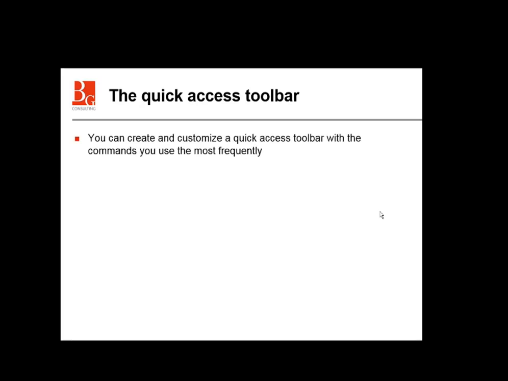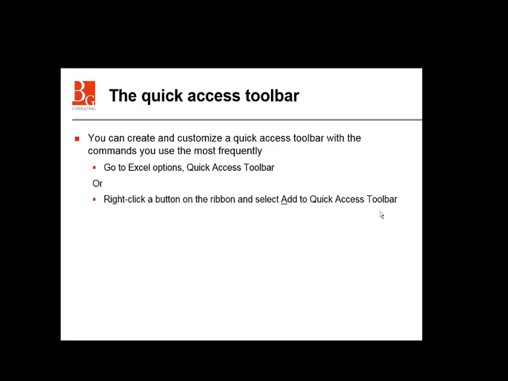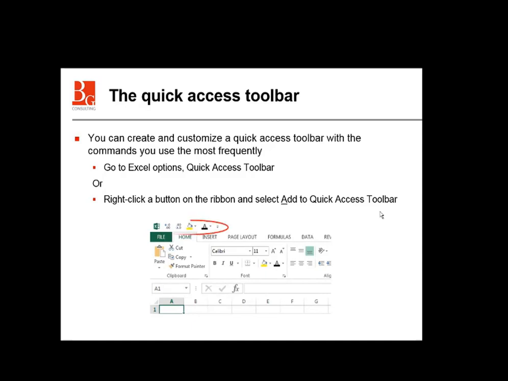You may have noticed at the top of my Excel screen I had a Quick Access toolbar. This is a small customizable toolbar where you can put all of your favorite commands. To make changes to it, there are two ways of doing it. You can go via Excel options, Quick Access toolbar, or directly on the ribbon, you could right click any button and then select Add to Quick Access Toolbar. Useful buttons to place on the toolbar are increase or decrease decimal, and then fill color and font color.